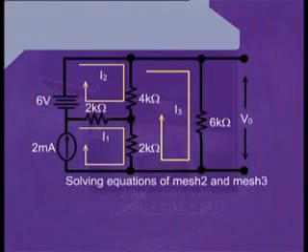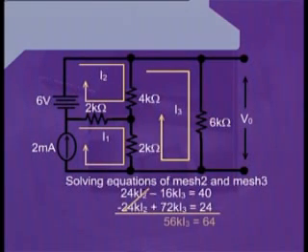Solving these two equations for mesh 2 and mesh 3, we can write 24k I2 minus 16k I3 equals 40 and minus 24k I2 plus 72k I3 equals 24.